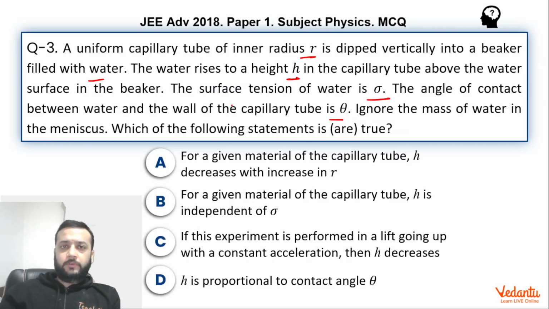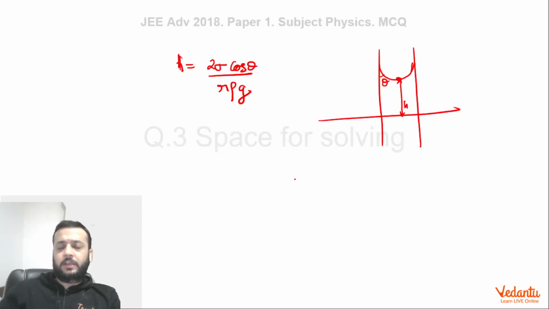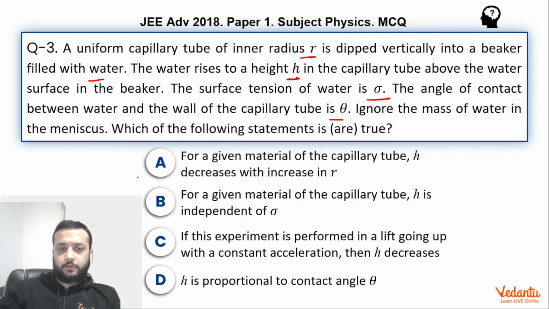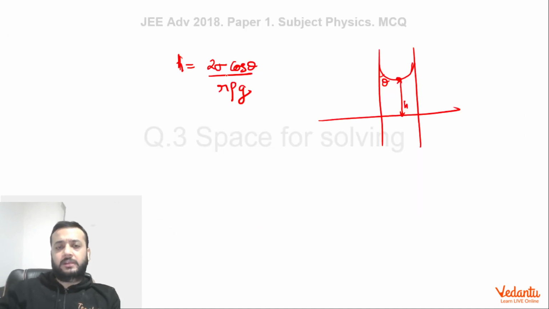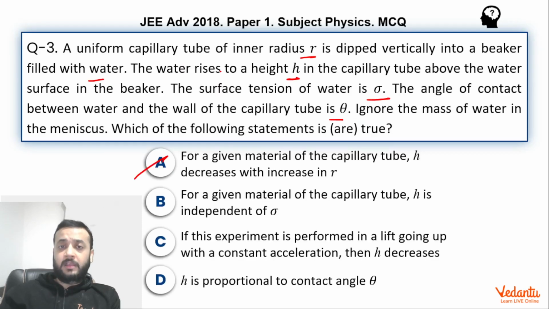Now, if you go back to the options: for a given material of the capillary tube, h decreases with increase in r. Of course, this is correct because we can see that h and r are inversely proportional. So this is right. For a given material of the capillary tube, h is independent of sigma. This is again wrong because we can see that h is directly proportional to sigma, while the option says that it is independent of sigma.